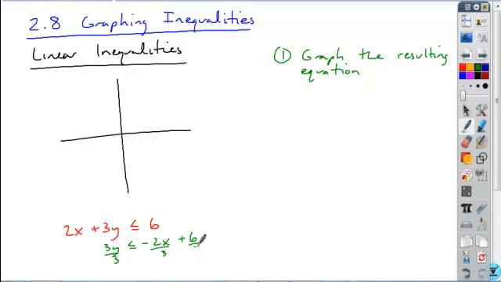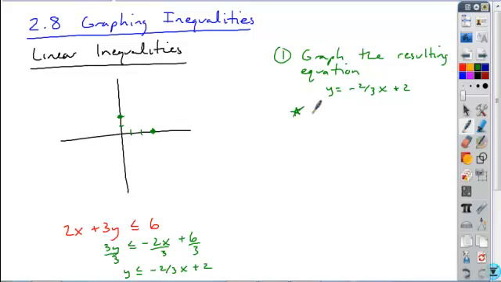So if we divide every term by 3, we get y is less than or equal to negative 2/3 x plus 2. So our resulting equation is going to be negative 2/3 x plus 2. And so if I wanted to sketch this, my y-intercept is 2. My slope is down 2 over 3. And so I can sketch this.